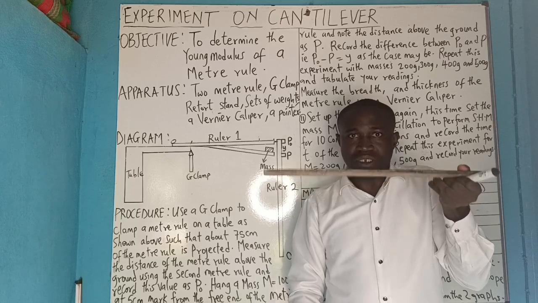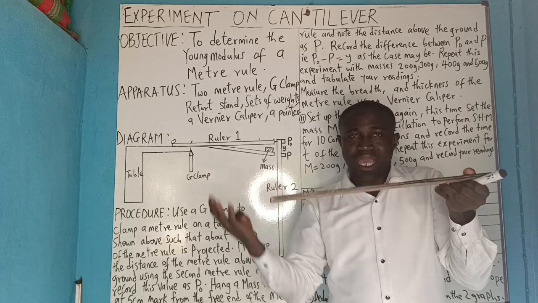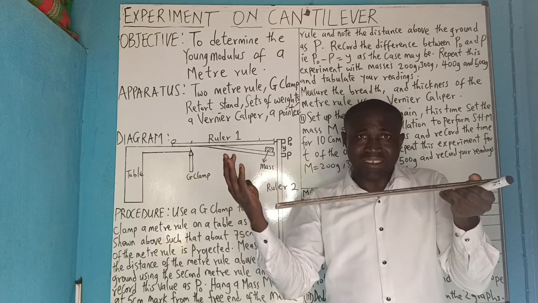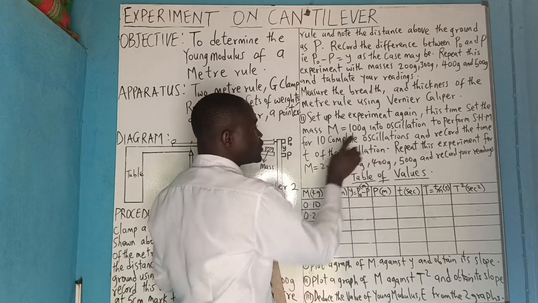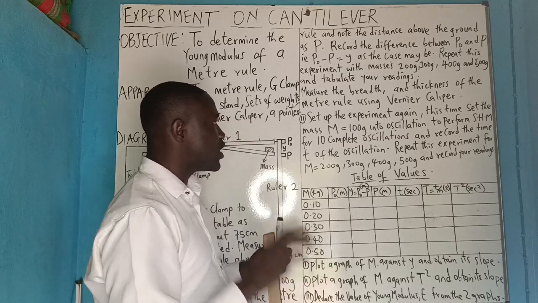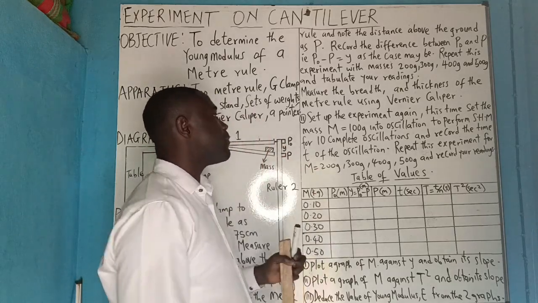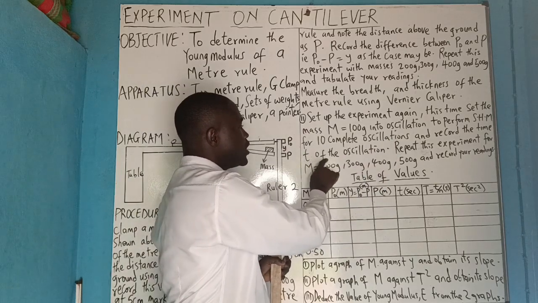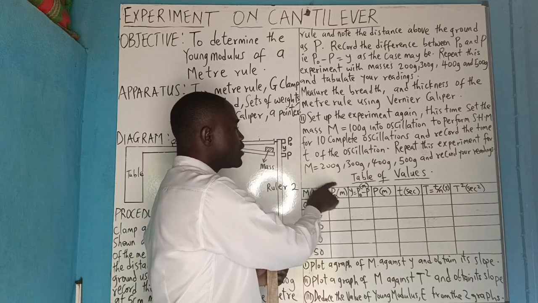So what I will now do is keep it in oscillation. I'll be counting 1, 2, 3, 4, 5, 6, and keep my stopwatch. Are you getting it? So I am to get 10 complete oscillations. When I get to the number 10 oscillation, I stop. So getting to 9, I'm about to stop. Record the time T of the oscillation. Repeat this experiment for M 200, 300.